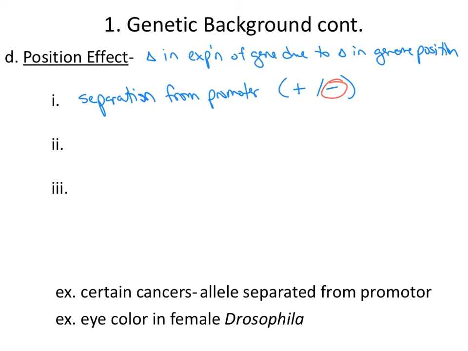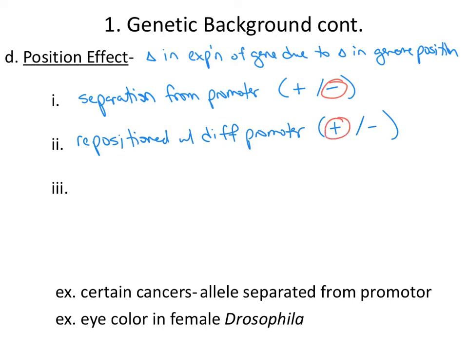Okay. Less likely, but possible, is a gene is repositioned with a different promoter. So will that be inhibitory or stimulatory? Think about it for a second. Do we know for sure? No. Maybe it's repositioned next to a stronger promoter, which would stimulate expression, or maybe it's repositioned next to a weaker promoter, which would decrease the expression. So it depends on the original promoter and the new promoter.